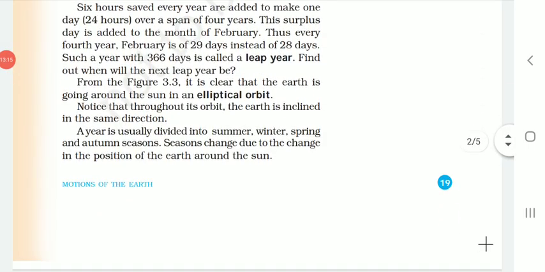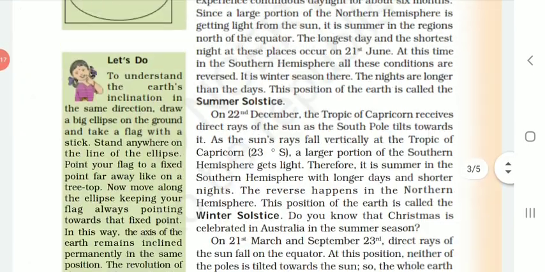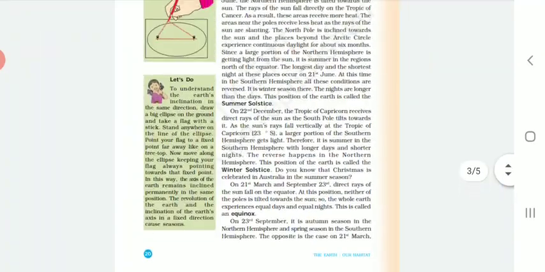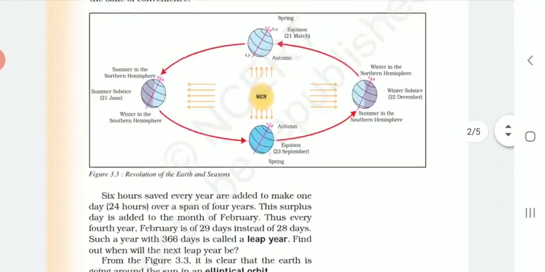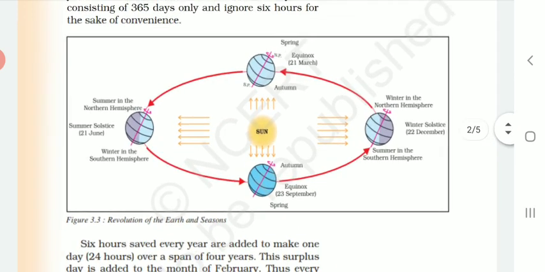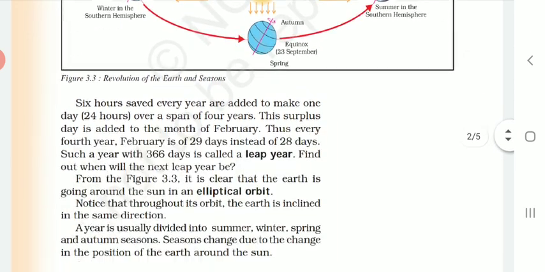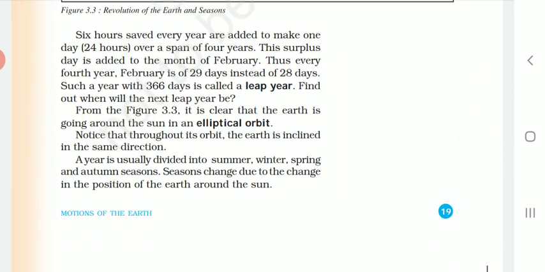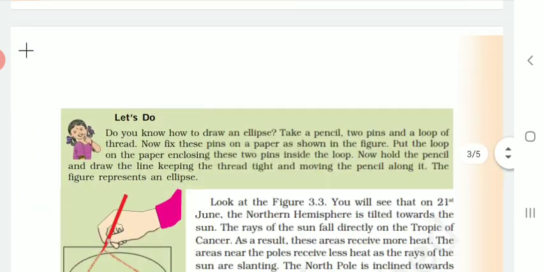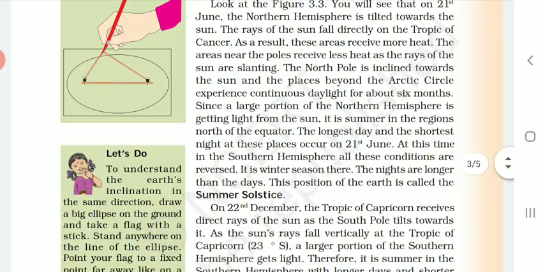About this diagram, revolution of the earth and seasons, we will understand it in the next period, as well as we will see what an elliptical orbit is and some other facts related to this chapter.